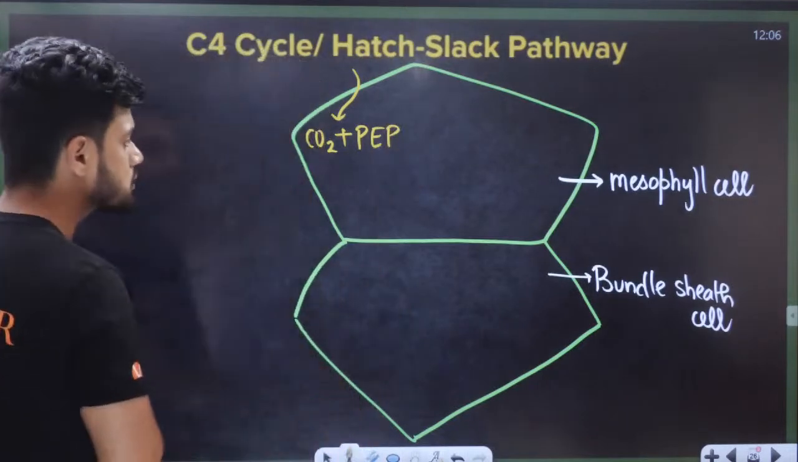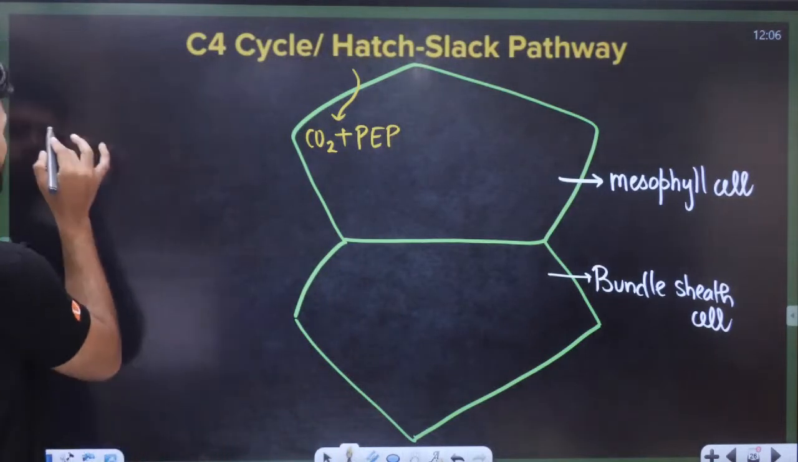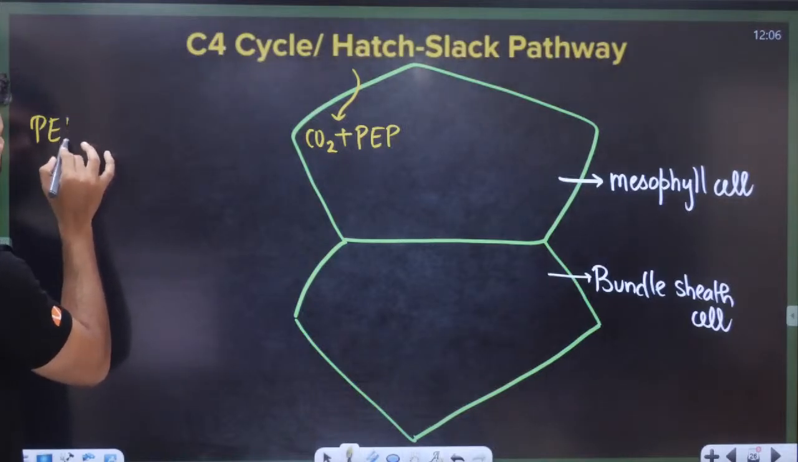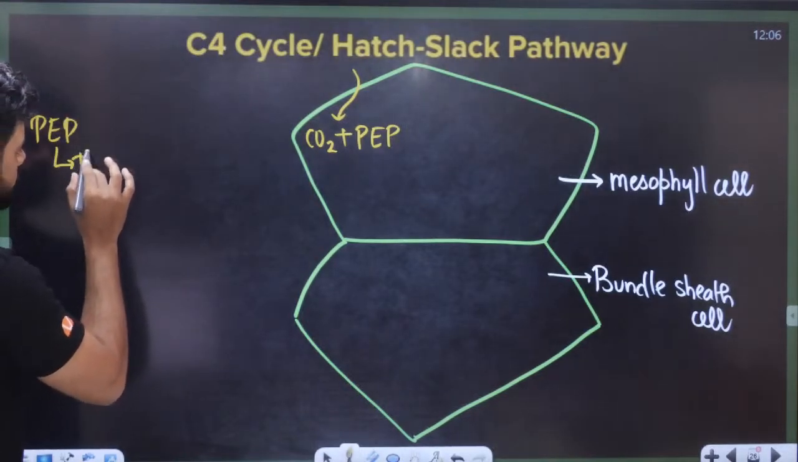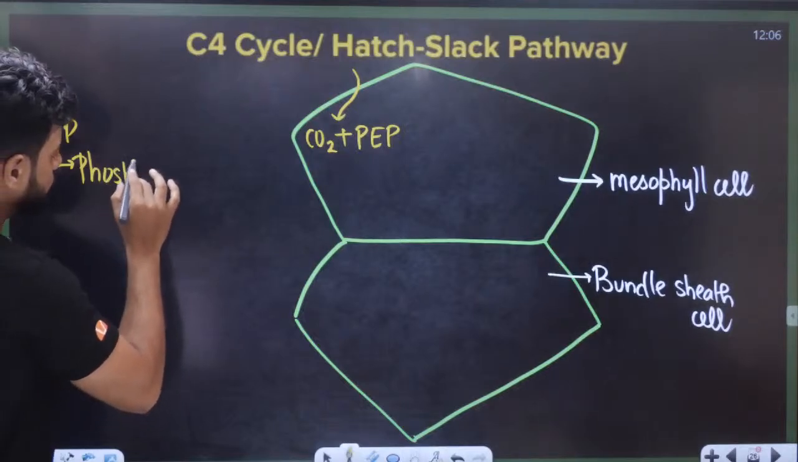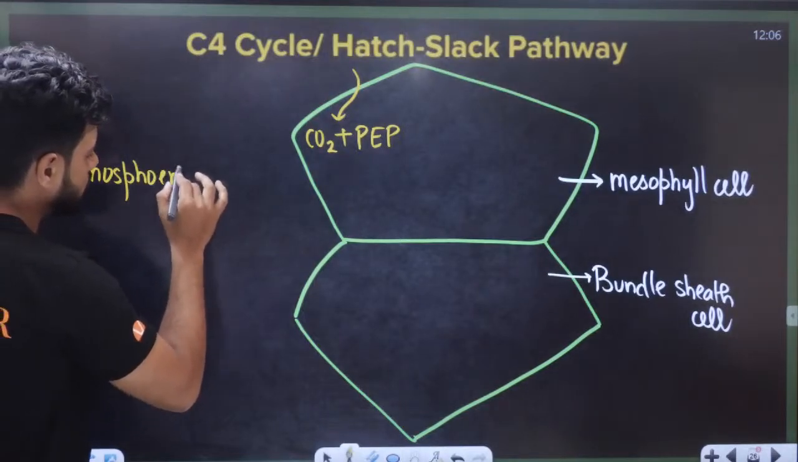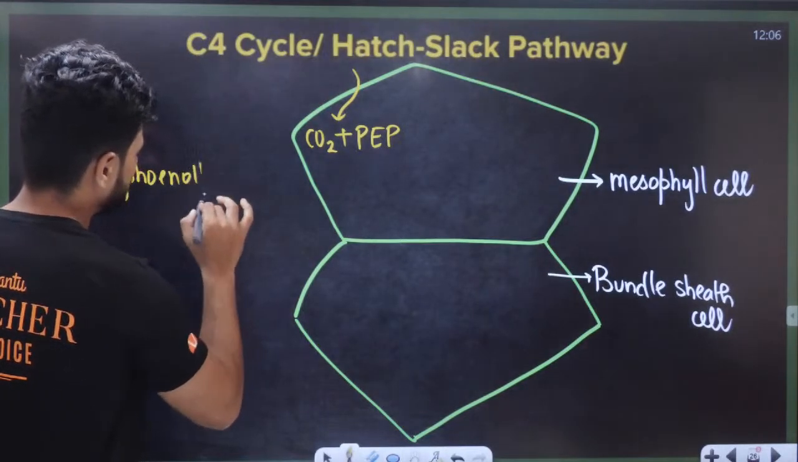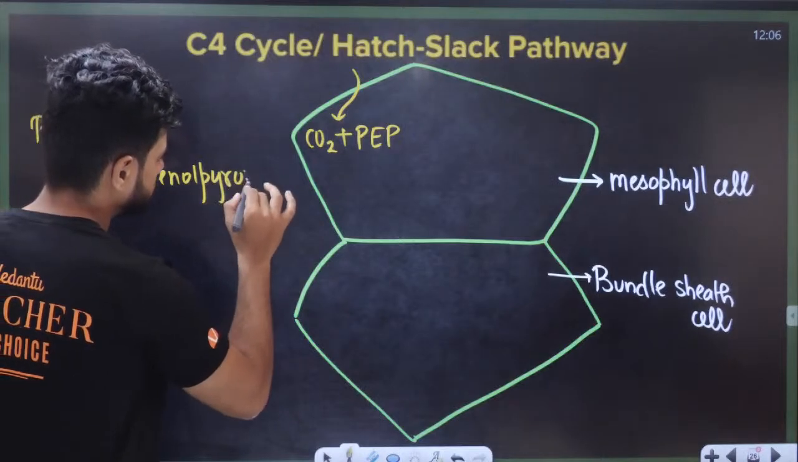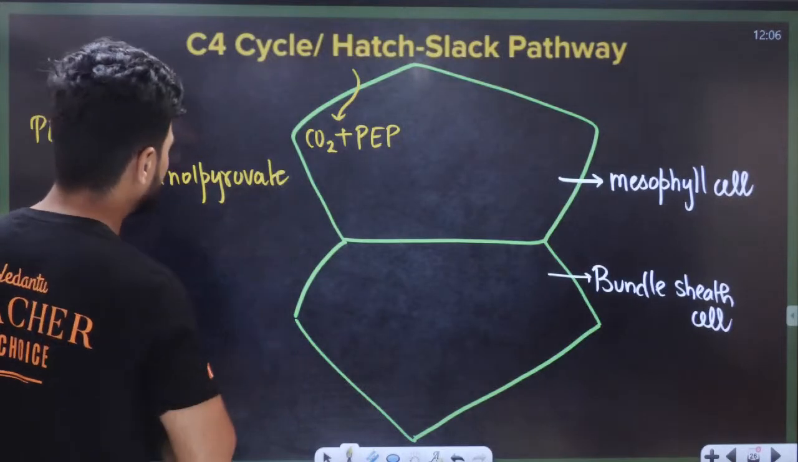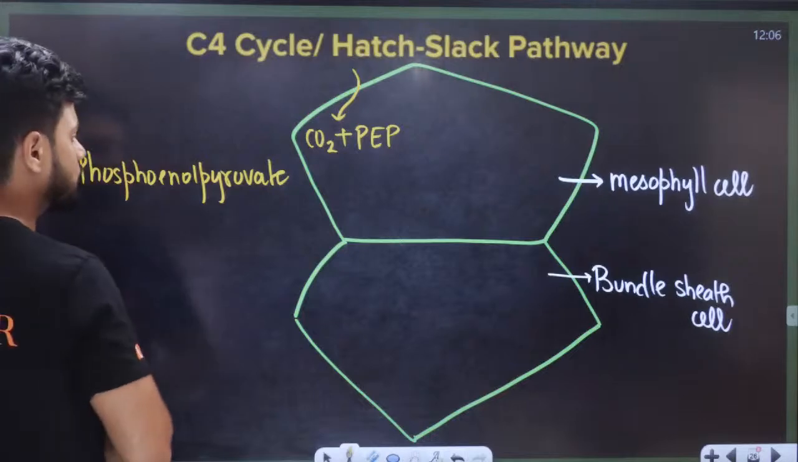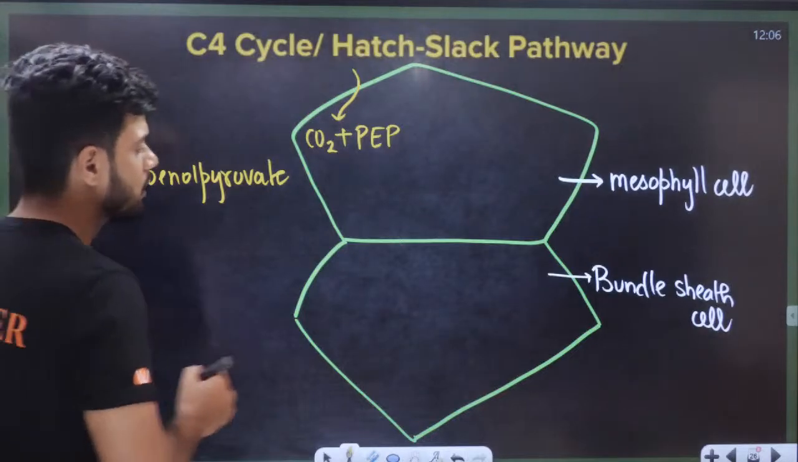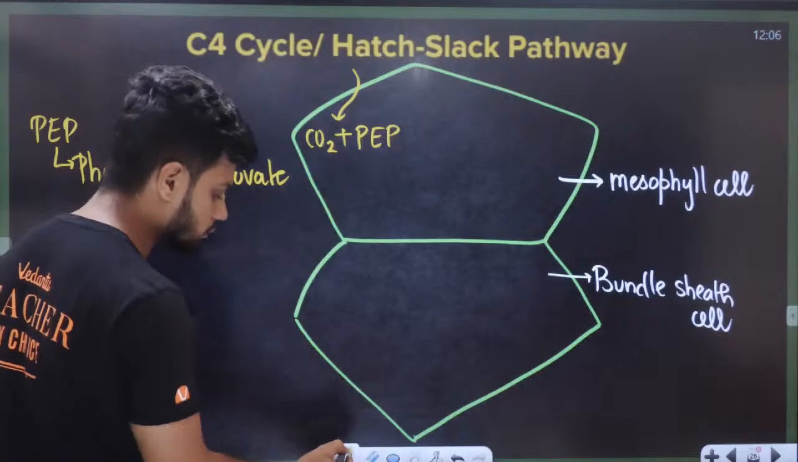That is phosphoenol pyruvate. What is PEP? PEP is called phosphoenol pyruvate. Okay, so CO2 plus phosphoenol pyruvate.